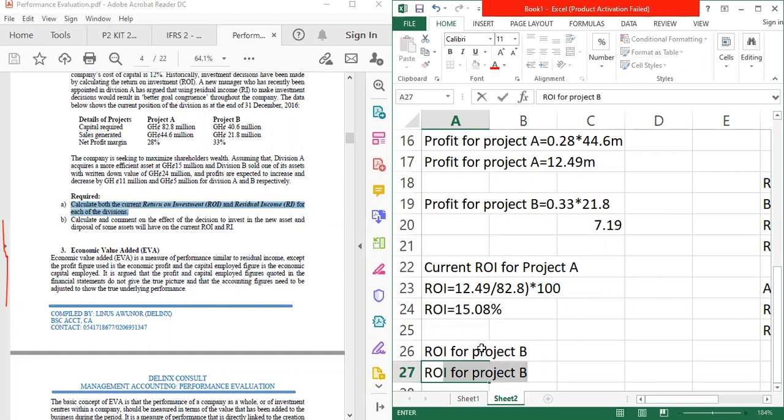Okay. So ROI for project B is what? It's 7.19, am I correct? 7.19, yeah, divided by 40.6, multiplied by 100.